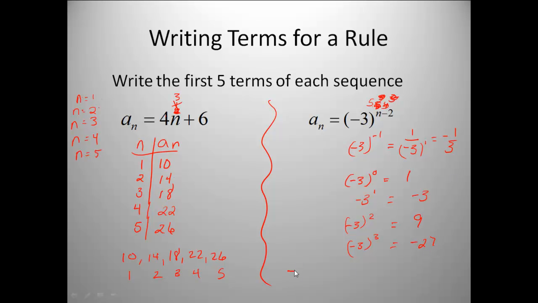So my first 5 terms for this one are negative 1/3, 1, negative 3, 9, and negative 27. Notice how the sign of this one alternates. It goes negative, positive, negative, positive, negative. Anytime that happens, that's an indication that you have some negative raised to an exponent. And we will talk more about that in a later video.